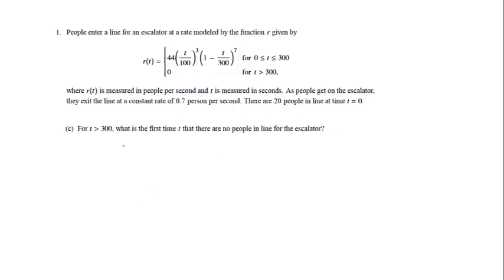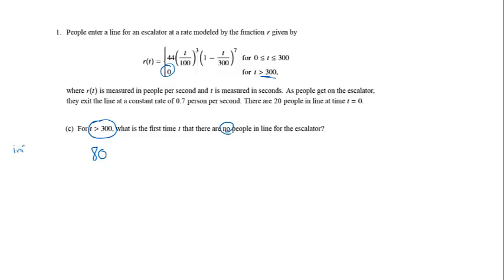Okay, for part C, for time greater than 300, so we're switching up the time here. What is the first time t that there are no people in line for the escalator? So this time we want no people in line for the escalator. First of all, we know at time t equals 300, there are 80 people in line. And then we know that after time 300, no people are getting into line. There are only people getting out of line. So I'm still going to follow that same pattern.